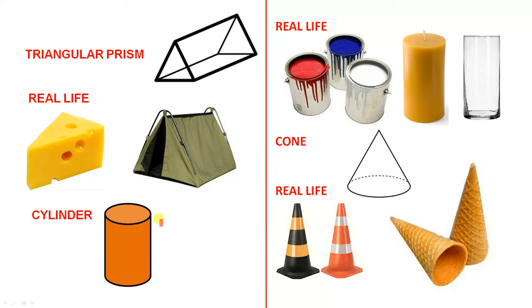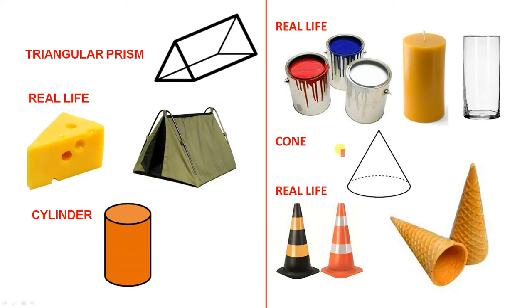The next 3D object is a cylinder. Now these are very common in real life, so there's a great approximation here. Some paint tins, a candle and a drinking glass. All great approximations of cylinders.